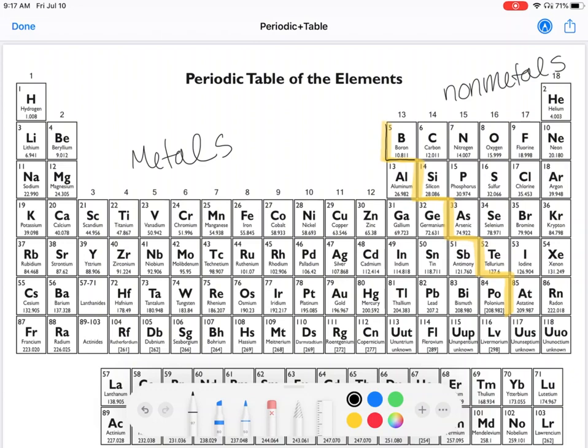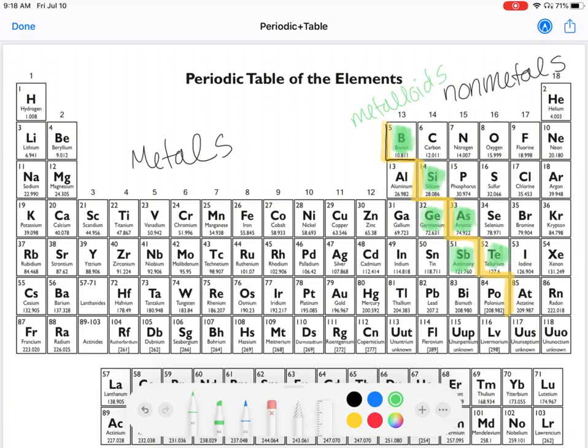Except for a few of the elements that lie along that diagonal line. So boron, silicon, germanium, arsenic, antimony, tellurium, etc. So those are metalloids. So let's write metalloids. Those are in green.